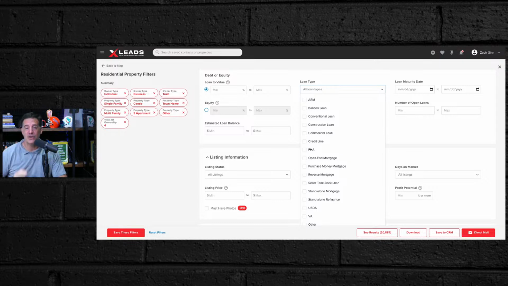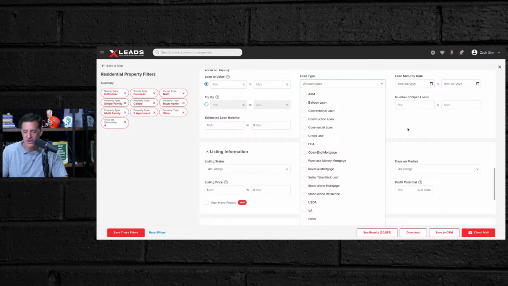Now, if you have a creative financing deal and you want to partner with me and Zach, reach out to us at sellmypaper.com. We do a lot of deals like that, but we have to understand that wholesaling is our main business. But if you want to do it, it's all here. You can do loan maturity, number of loans, types of loans, all that fun stuff.